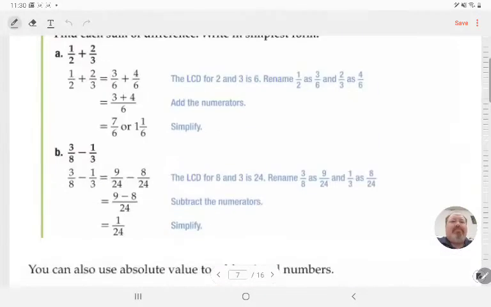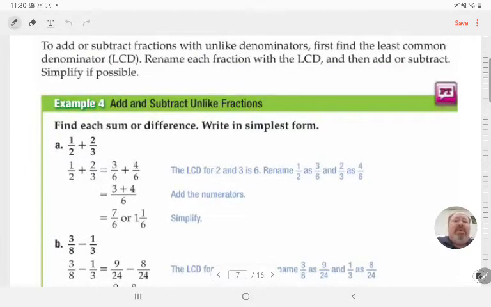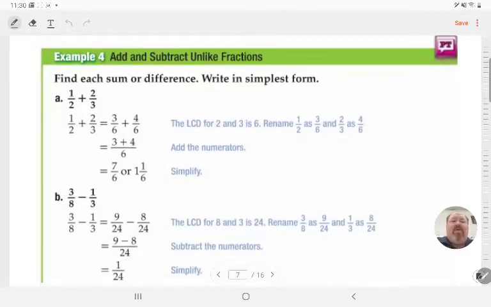Now, if I am doing different denominators, remember I have to find the least common denominator before I can add or subtract. So in this first case, I have 1/2 plus 2/3. I have to get a common denominator. A pretty easy common denominator in this one would be 6. So I would multiply 1/2, the top and the bottom, both by 3. And on the 2/3, I multiply the top and the bottom, or the numerator and denominator, both by 2.